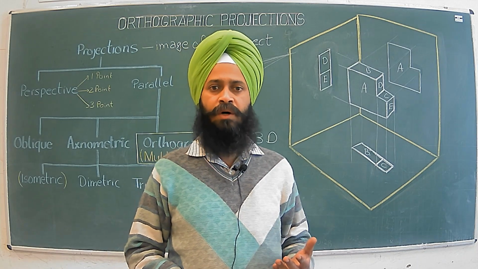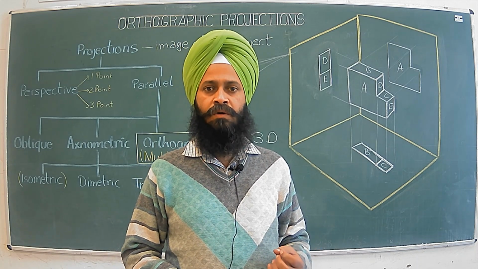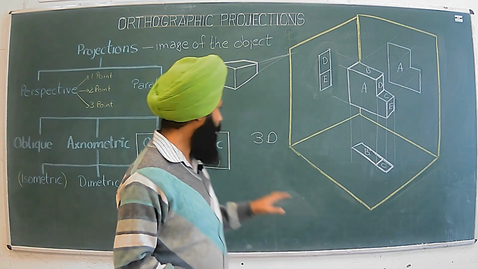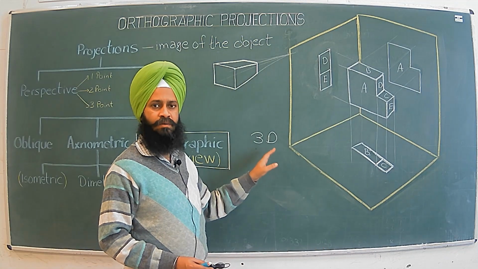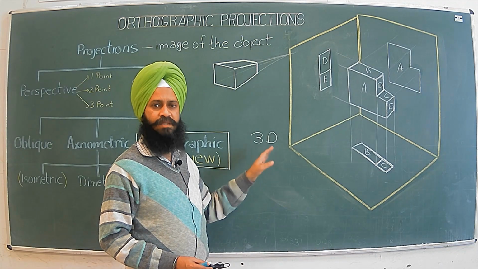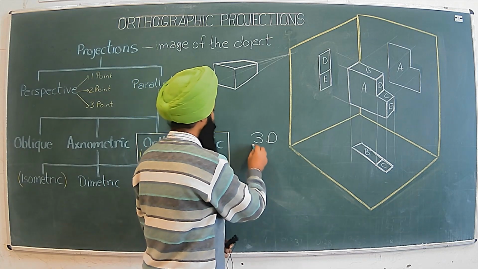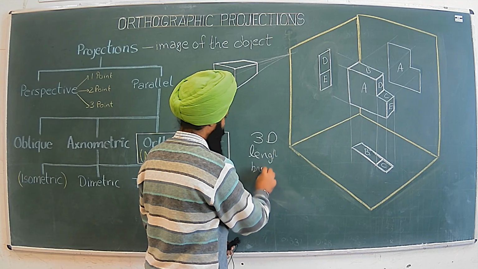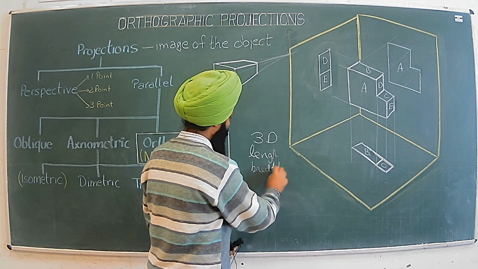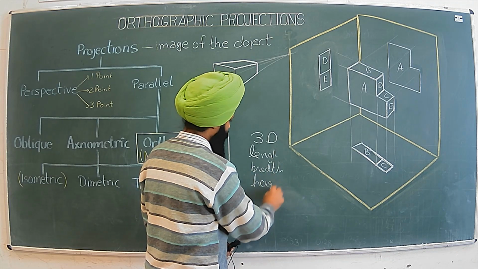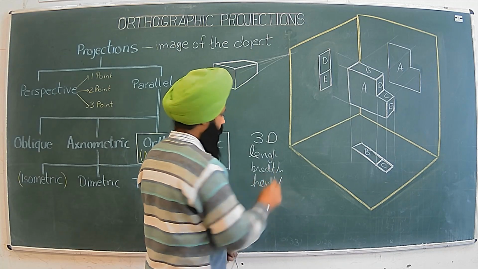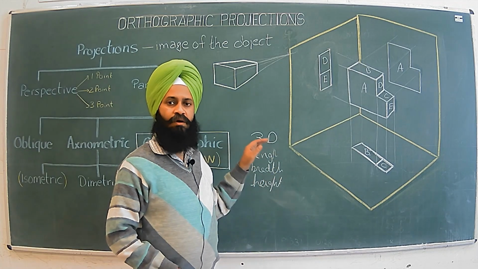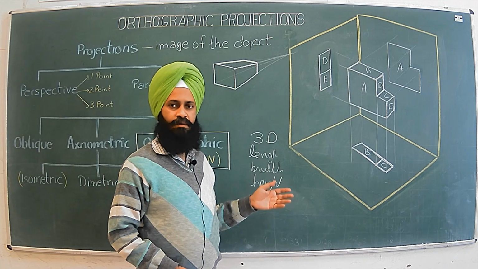When we talk about an object, we have a 3D object. All objects are three-dimensional. So objects have length, breadth and height. It means we have to represent all these in the drawing.